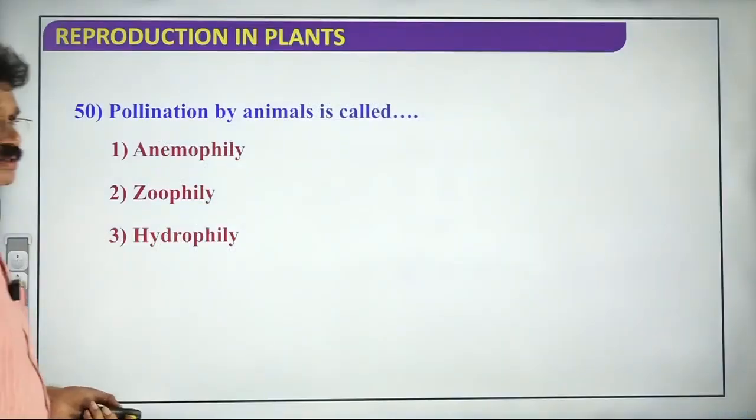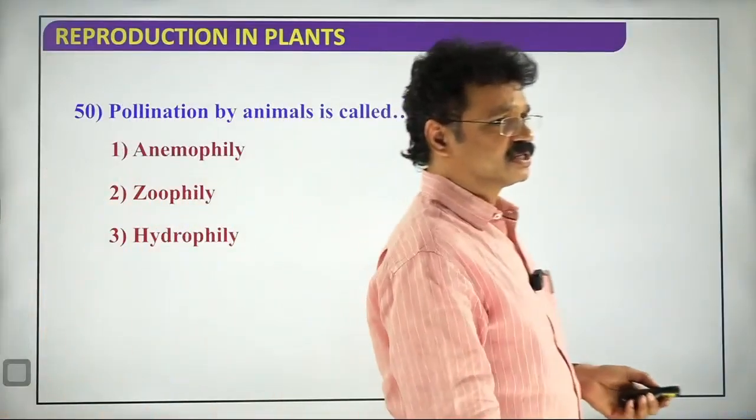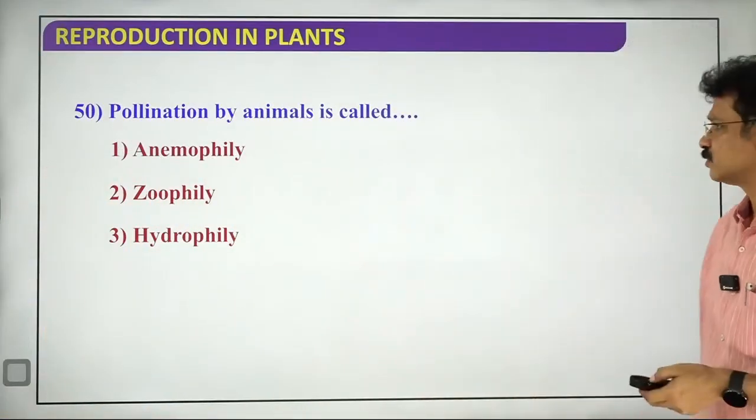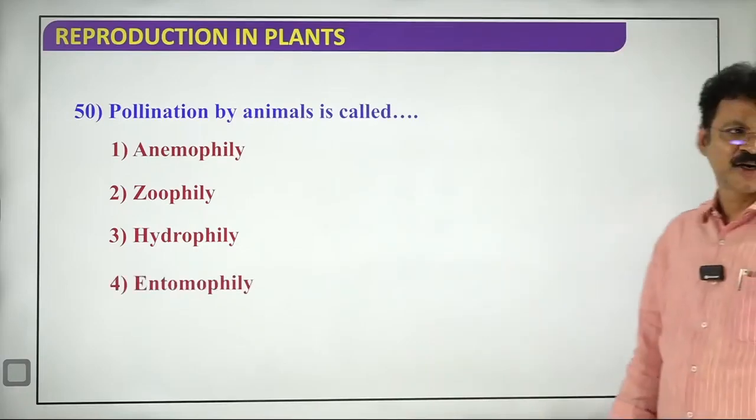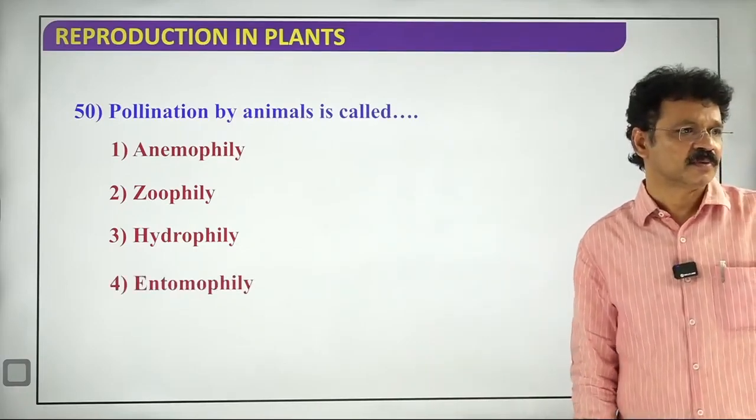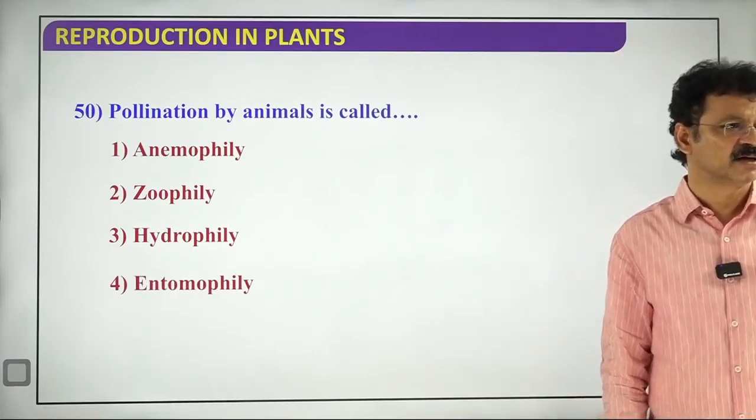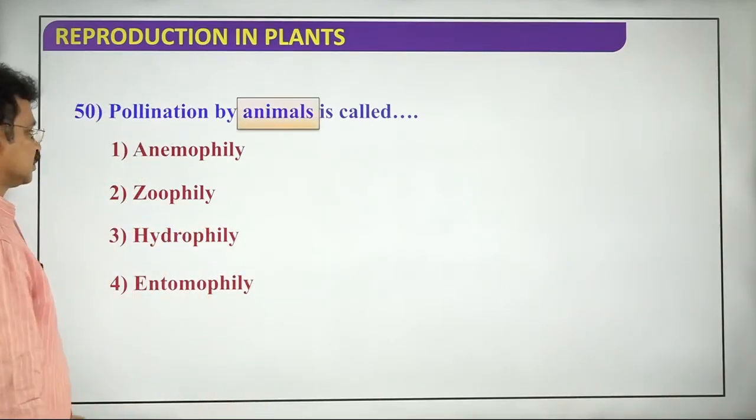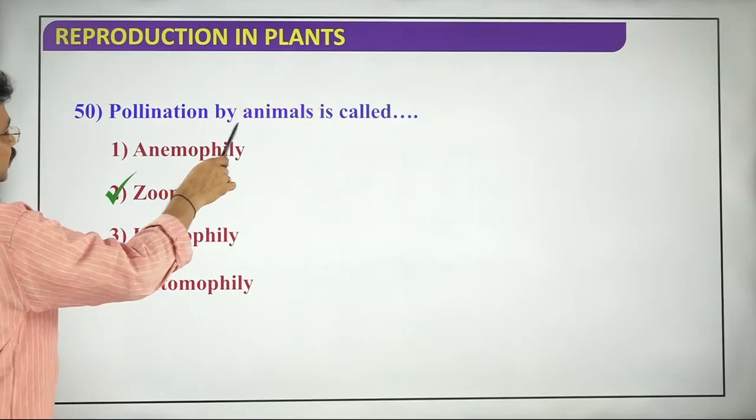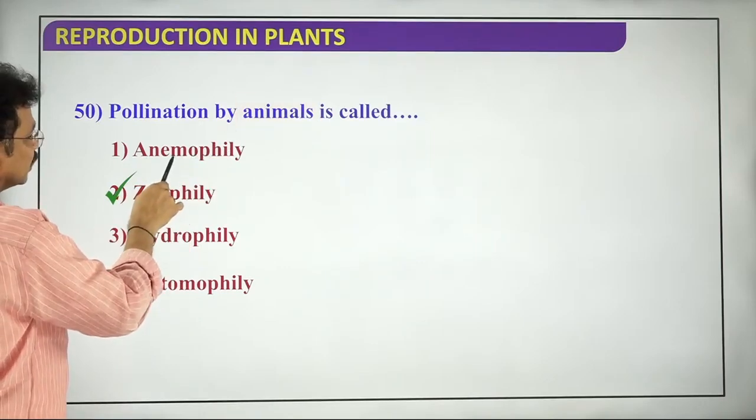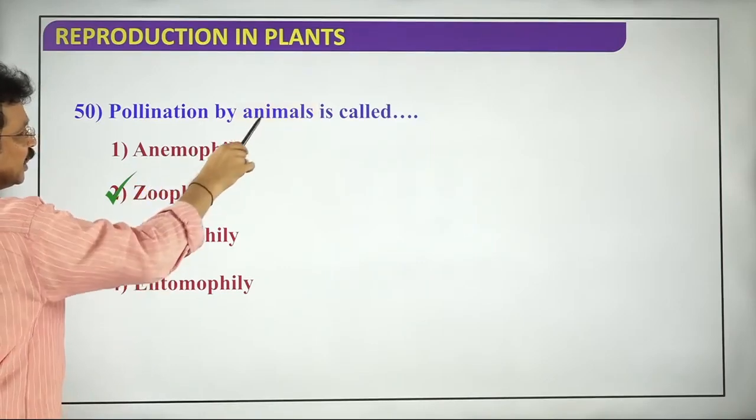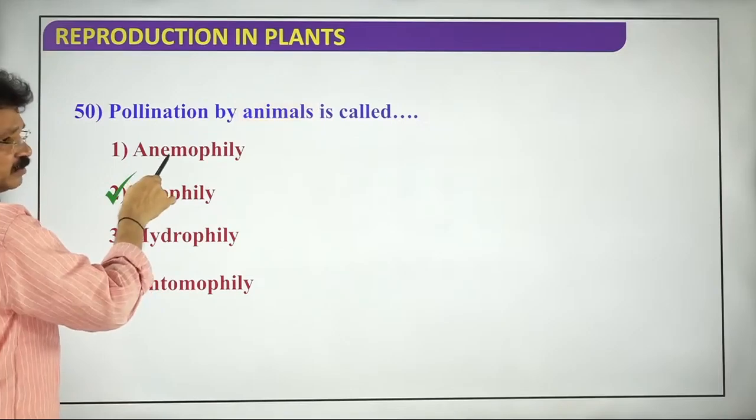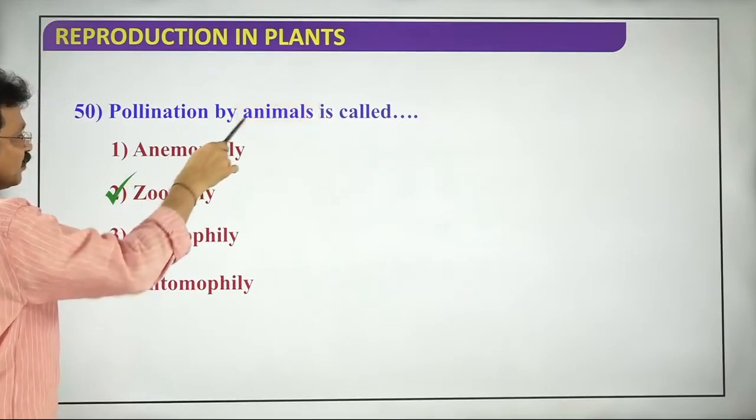Some model questions. Try to answer these questions. Pollination by animals. Answer: zoophily. Here, the term anemo may be a confusing word. Animal, zoo. Anemo means wind. Zoo is the technical name for animal.